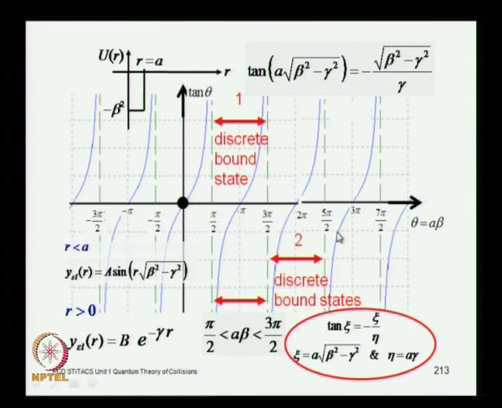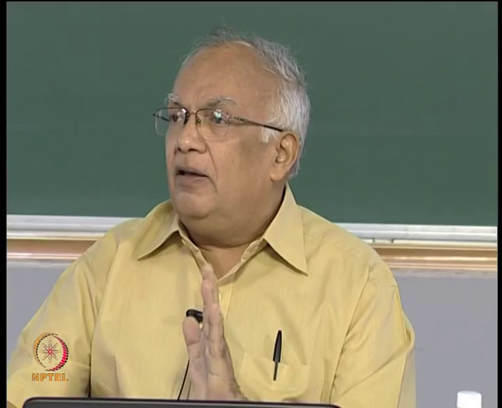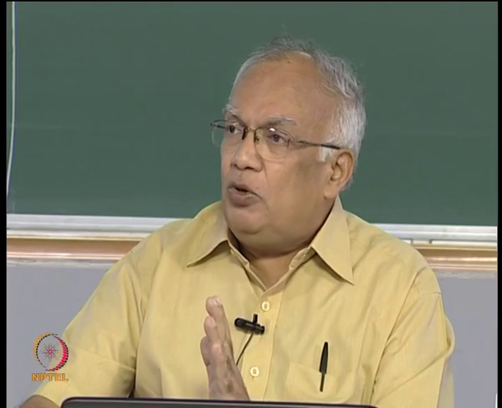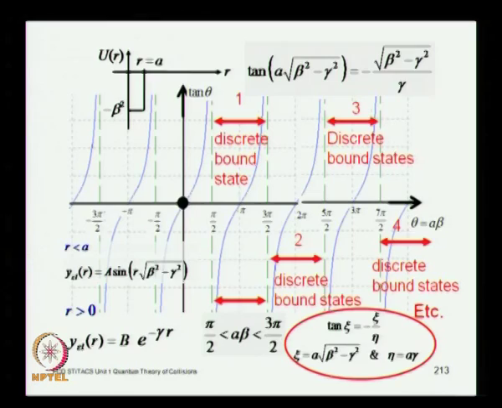Between 5 pi by 2 and 7 pi by 2 you get three bound states, and as beta increases the number of bound states increases, but not continuously, only where it crosses pi by 2, then 3 pi by 2, then 5 pi by 2. So, it must go through this pi by 2 or 3 pi by 2 or 5 pi by 2 to pick up the next bound state. That has to happen, and the number of bound states increases as you go from left to right in this figure.